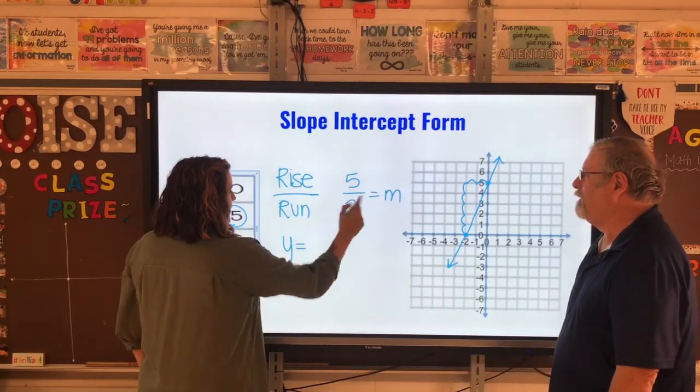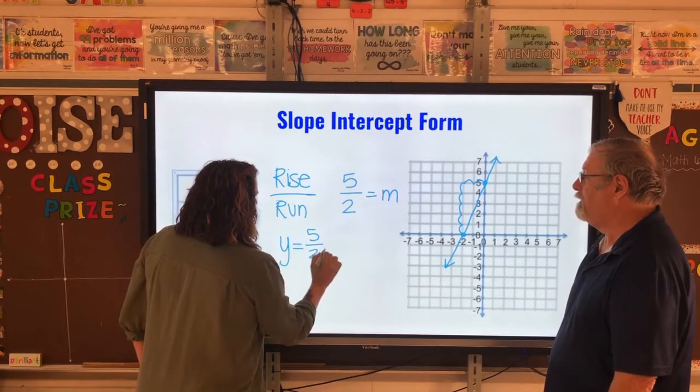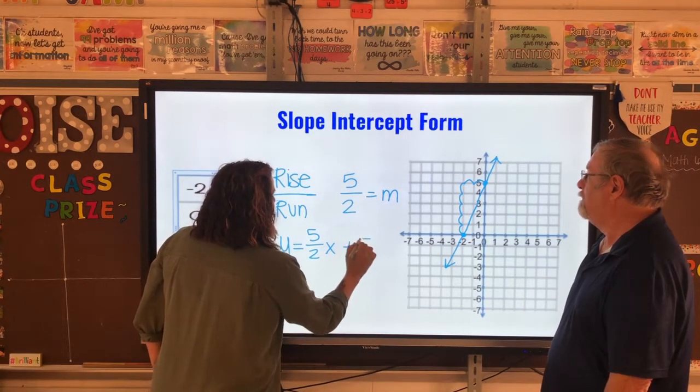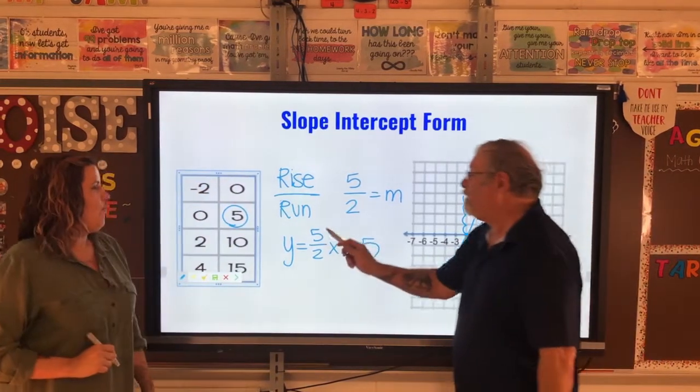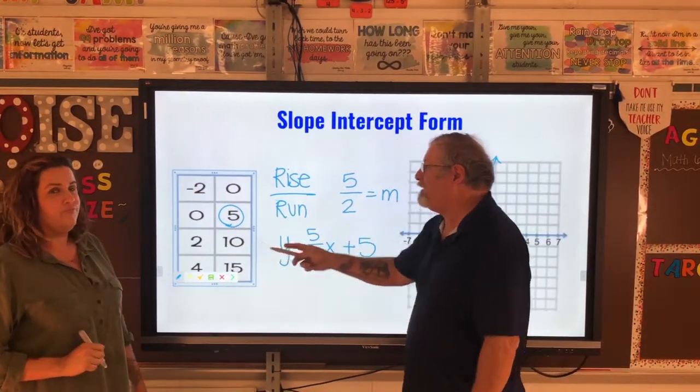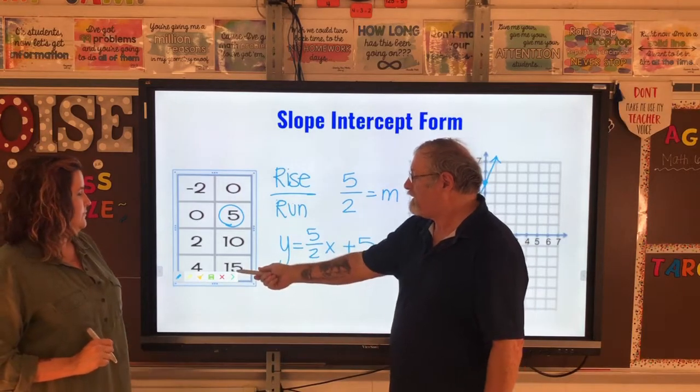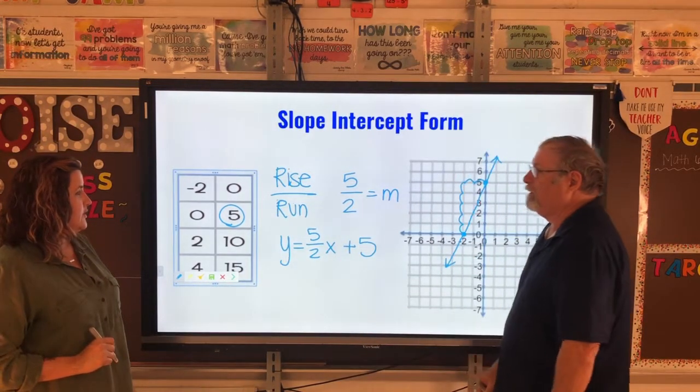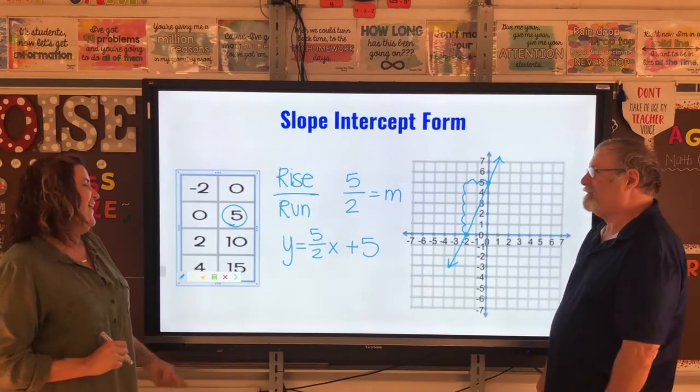The formula is y equals 5/2 x plus 5, which means if I put in any of these values, I should get this number. So let's see if it works for 15. Do we have to? You don't have to. Oh, okay, we can if you like.